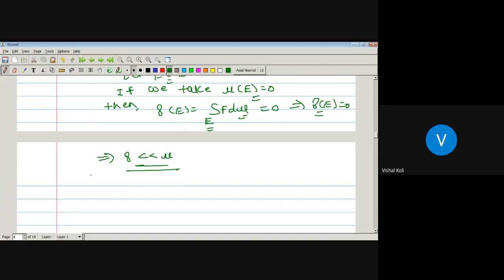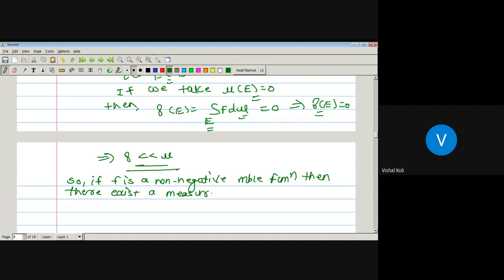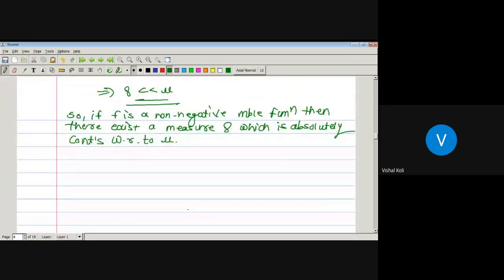So from this we conclude that if f is a non-negative measurable function, then there exists a measure gamma which is absolutely continuous with respect to mu.